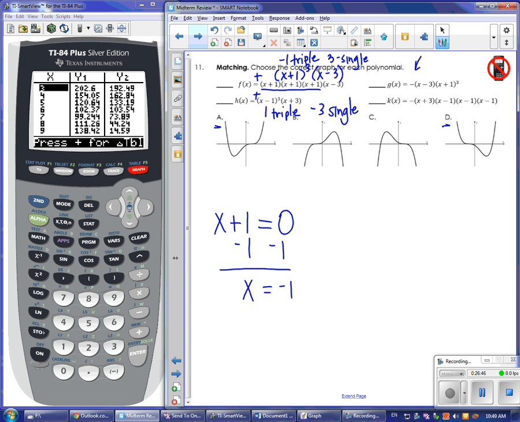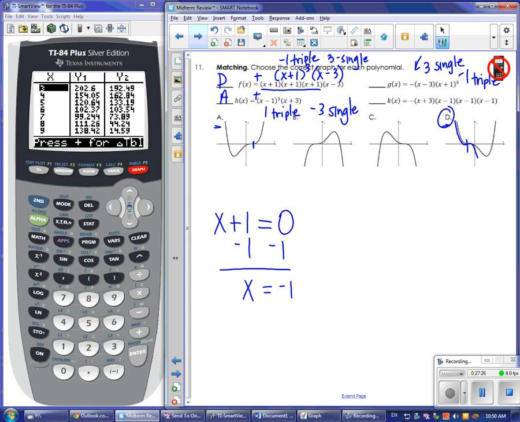All right, so let's take a look at f of x. I'm looking for the graph that opens up that has a triple root at -1 and a single root at +3. That's going to correspond to letter D. Because remember, a triple root is going to change concavity. A double root changes direction and a single root passes straight through. So I know that f of x is going to be D. That means that h of x has to be A, because I've got a triple root here at +1. g of x, I know, is going to be going down. I have a single root at 3, and I have a triple root at -1.